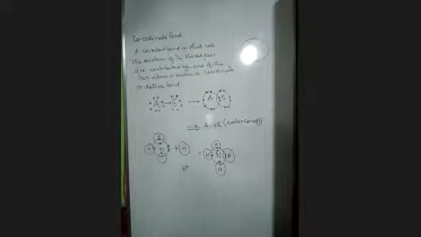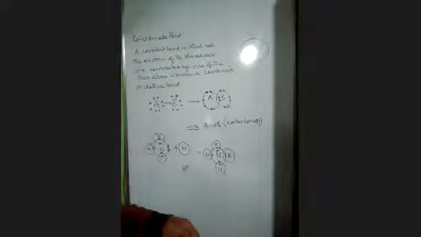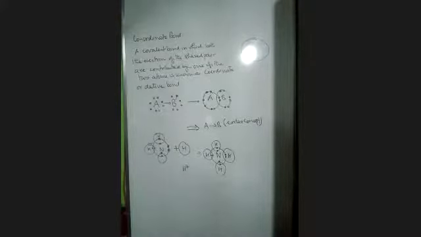So in that case, what will happen? You will find the physical state may be gas, liquid, or solid. Its melting and boiling points are lower. Coordinate compounds are not soluble in water. Solubility, I told you. Conductivity: they do not conduct electricity. Yes, they also show isomerism.